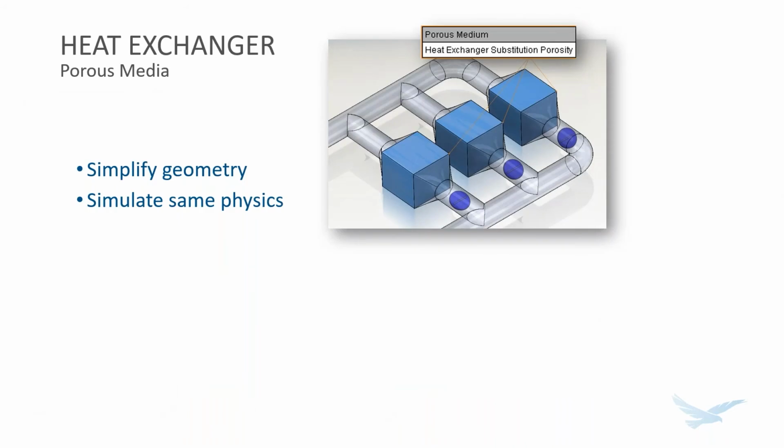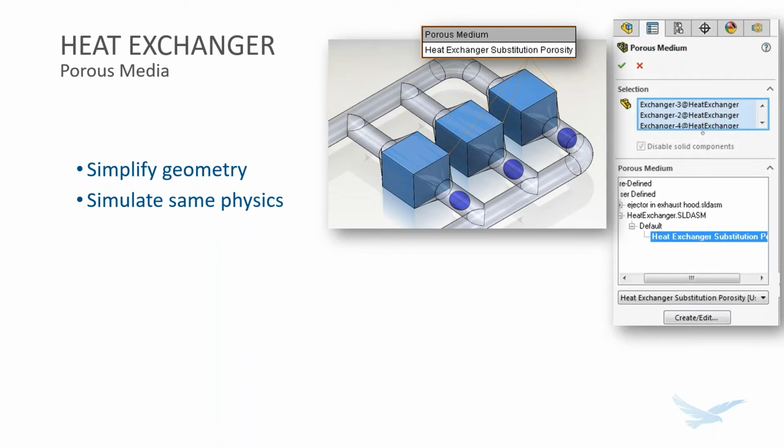Now, I mentioned before that simplified geometry was kind of part of this equation too. Using those heat exchanger substrates, we can go through and define those as a specific material model type within the software.